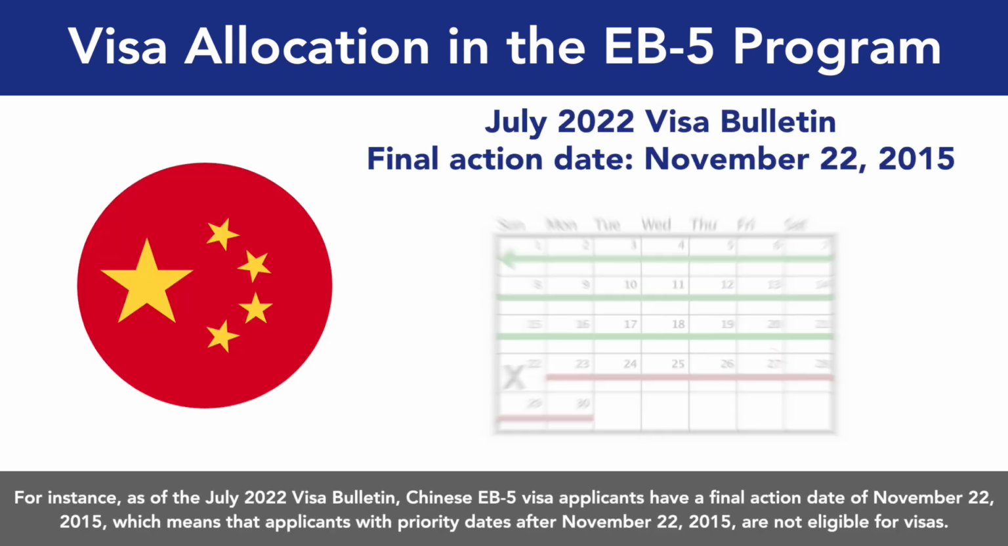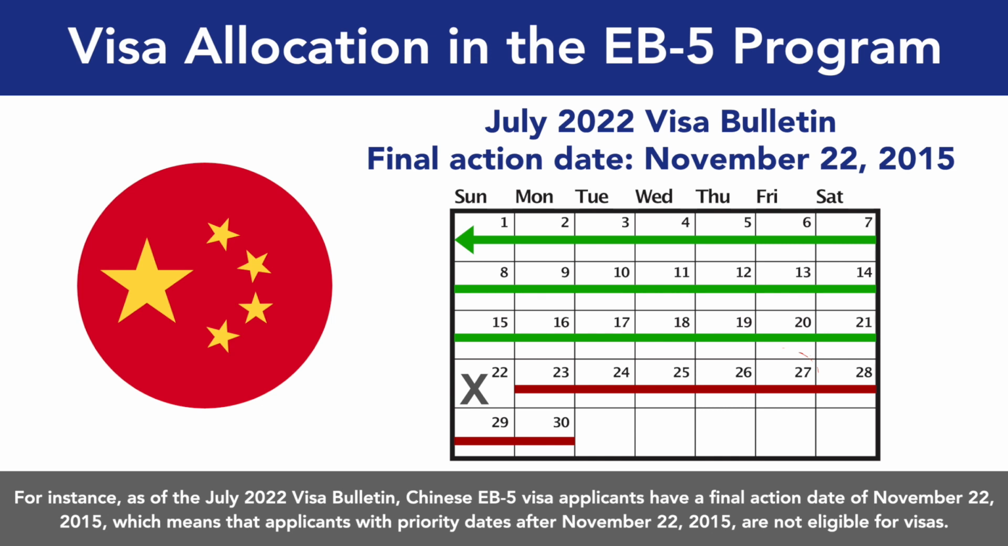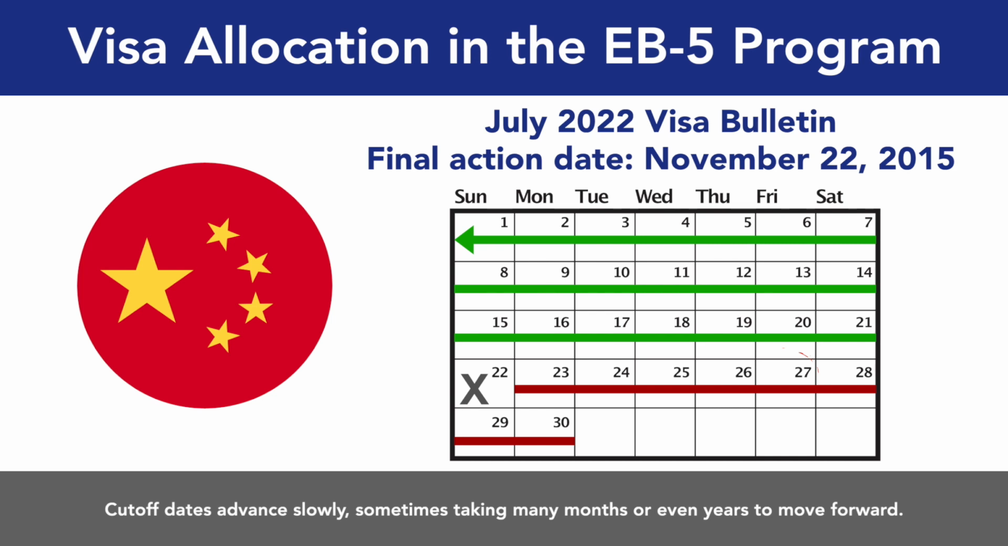For instance, as of the July 2022 Visa Bulletin, Chinese EB-5 visa applicants have a final action date of November 15, 2015, which means that applicants with priority dates after November 15, 2015 are not eligible for visas. Cutoff dates advance slowly, sometimes taking many months or even years to move forward.